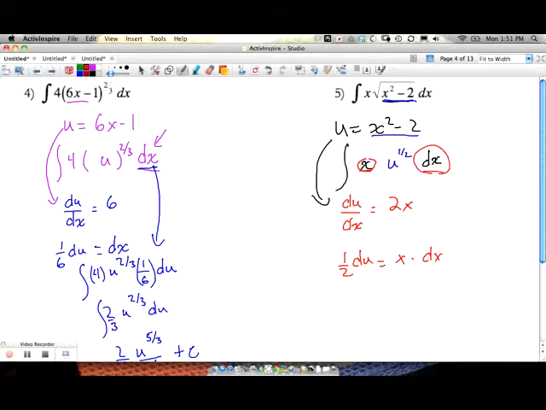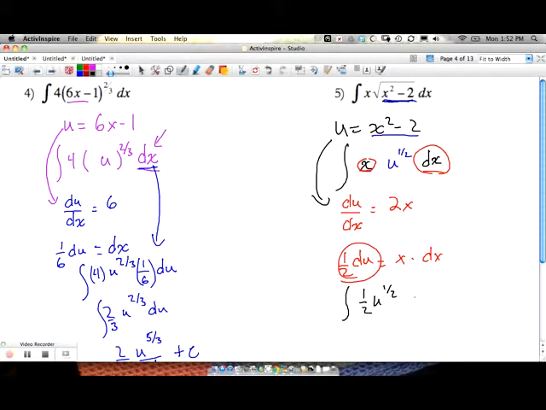So if I take both of those pieces out, I'm going to replace it with 1/2 du. So putting it all together now, we'll have a u to the 1/2. We got a 1/2 du. That 1/2 can be written in front. So let's go ahead and do that.